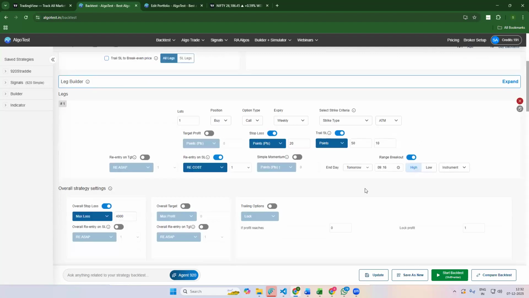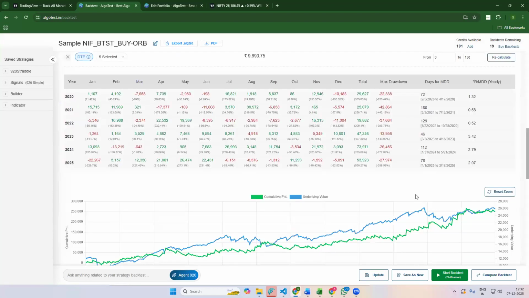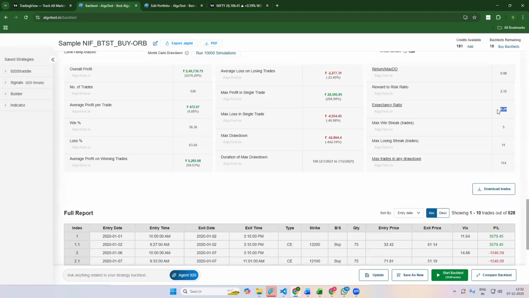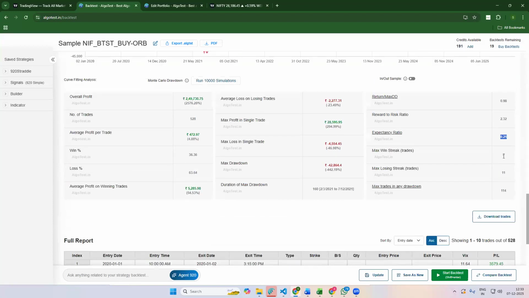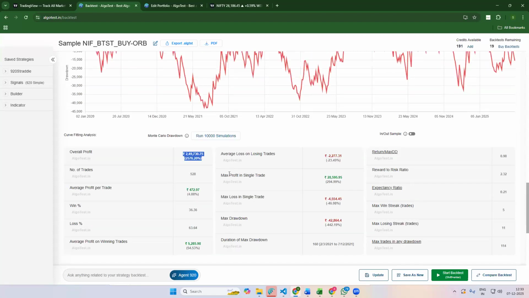Understood. Okay. So coming to the parameters, see here expectancy ratio is 0.21 for an option buying strategy, that too positional. Anything above 0.18 is good for me. And here max drawdown period is 160. This is a bit more, but since this is a buying strategy and I see good returns here, I will go with this strategy. Understood?